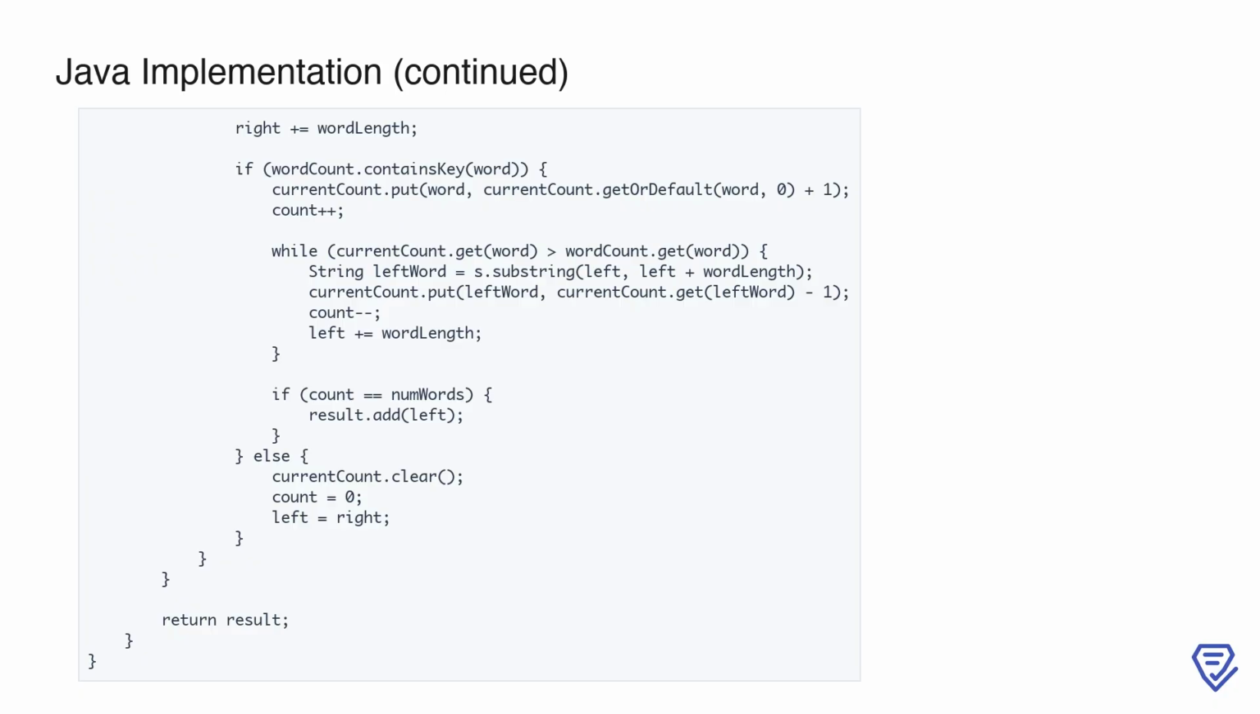After iterating through all possible offsets and processing the string, the method returns the result list containing all valid starting indices. This approach ensures that we efficiently check all possible substrings while maintaining a balance between complexity and performance, leveraging the sliding window technique and hash maps for optimized word counting.